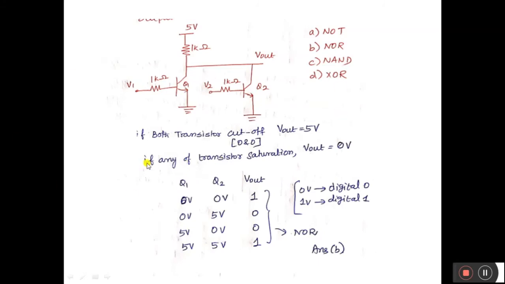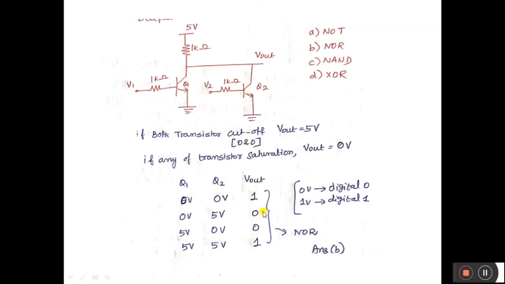As per this, suppose I apply 0 here, Q1 has input 0, Q2 input 0. So if it is 0, this becomes cutoff and this becomes cutoff. So there is no drop here. This 5 volt directly appears. So output equals 1. The 0 is represented as digital 0, 1 is represented as digital 1. Now I am applying 0 here and I am applying 5 here. If I apply 0, this becomes cutoff. If I apply 5 volt, this goes to saturation mode. Saturation mode means it is connected here.